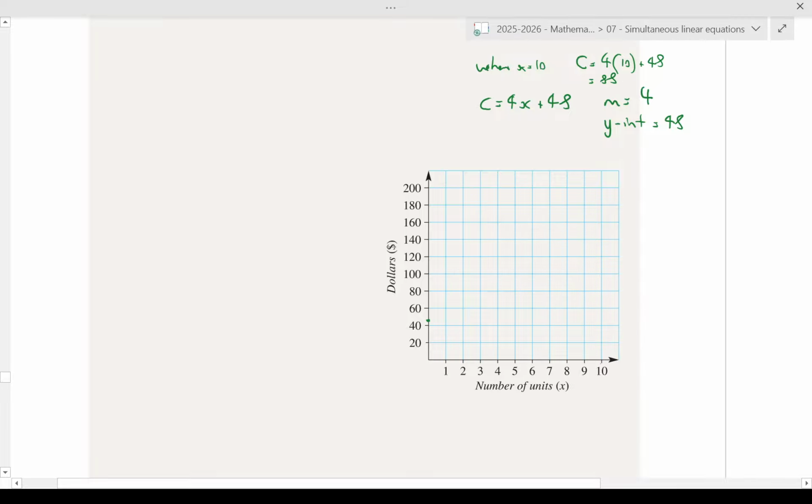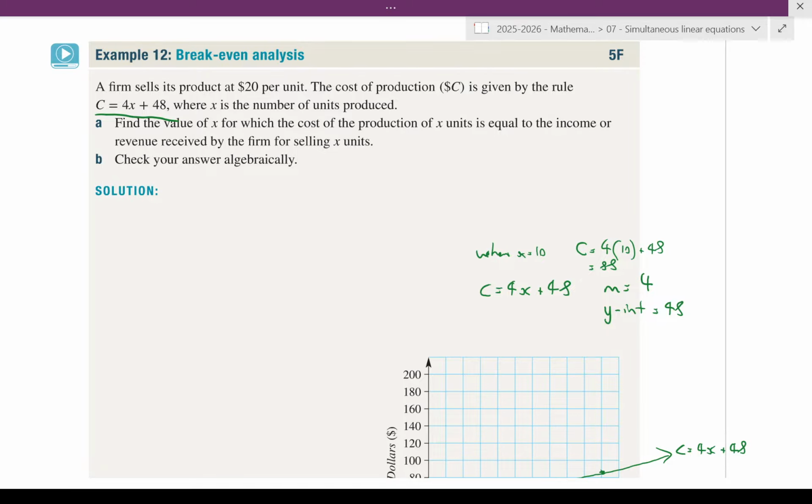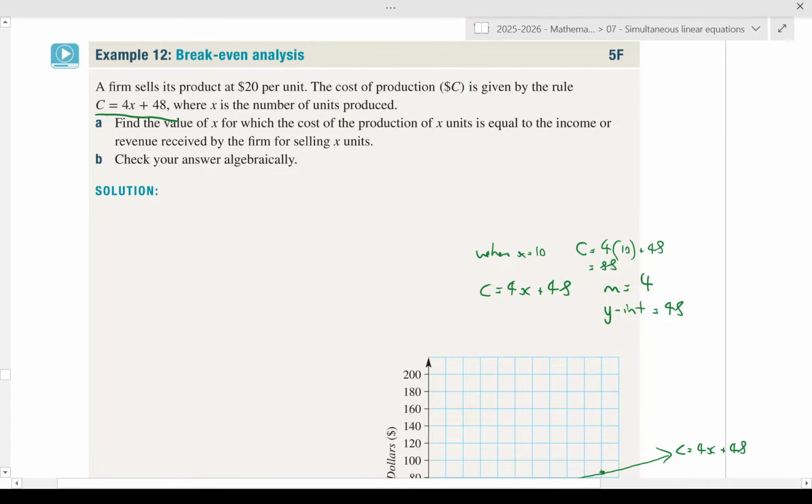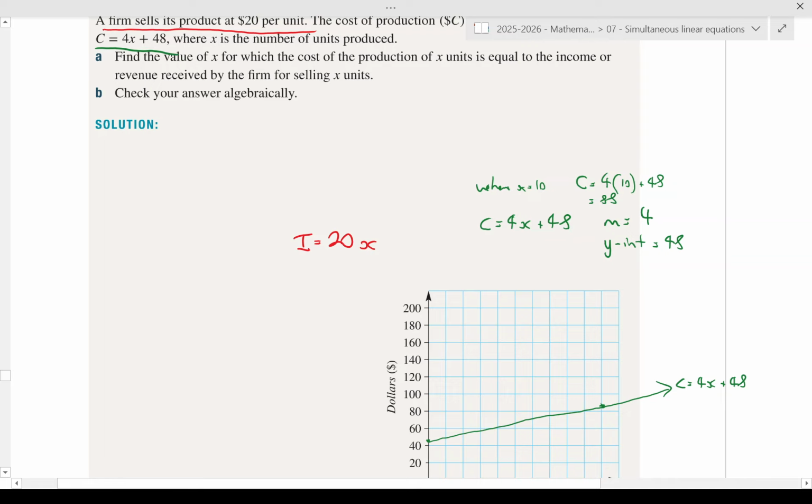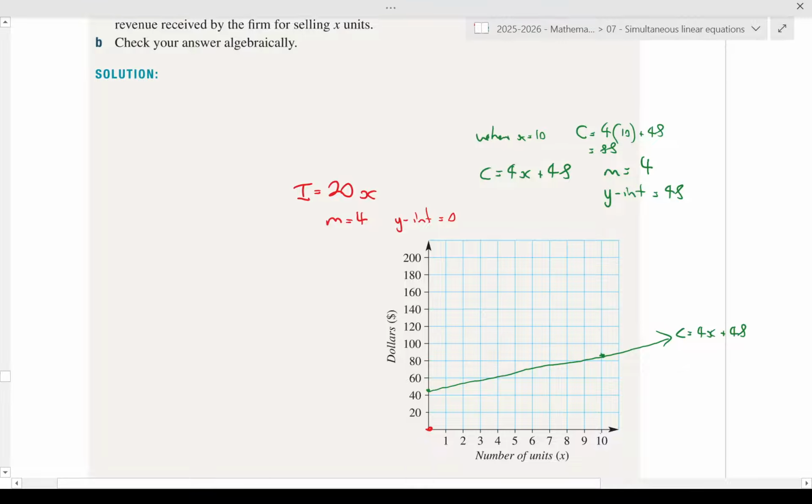So that is C equals 4x plus 48. Okay, next thing we have to do is work out the one for their income. Have they given us one for their income? Well, no, they haven't actually given us it, but they do say that they sell their product for $20 per unit, which means that their income is 20 times however many they sell. And in a lot of cases, that's going to be similar, because there is no plus C, because realistically, if you don't sell any products, you don't normally get given any money. Now, the y-intercept is 0, which you'd expect, because if they've sold nothing, they get nothing.